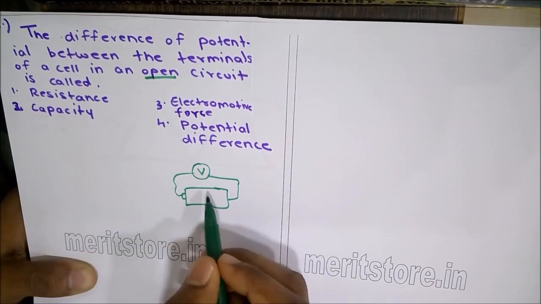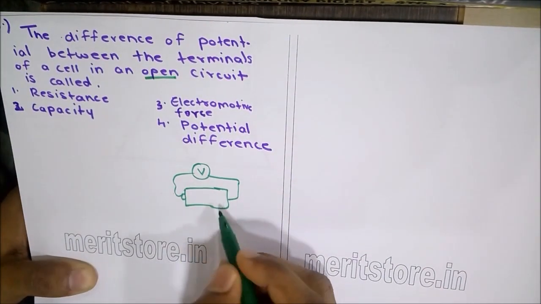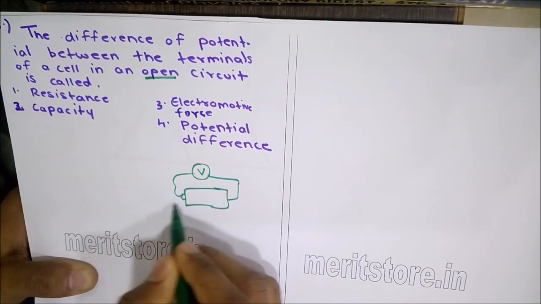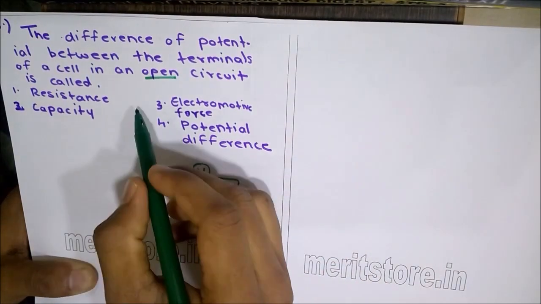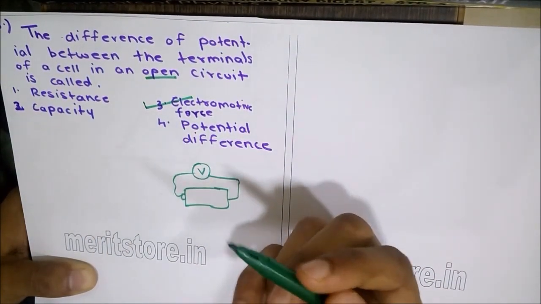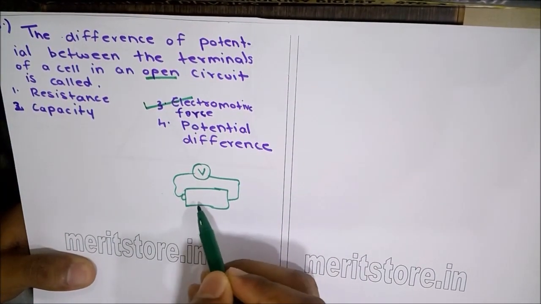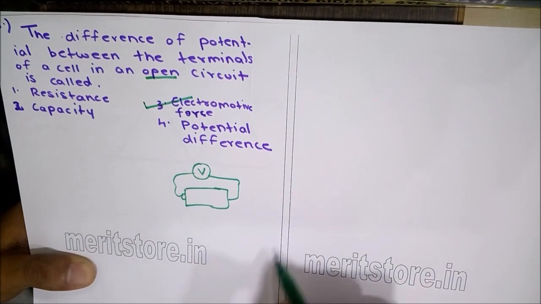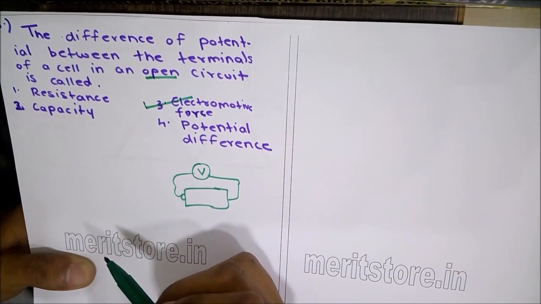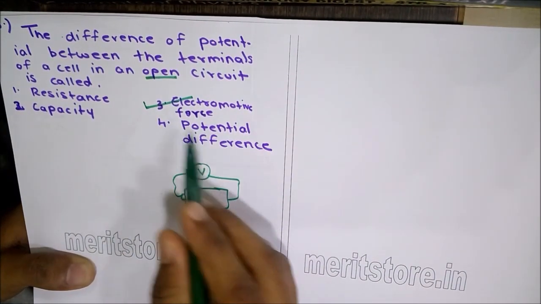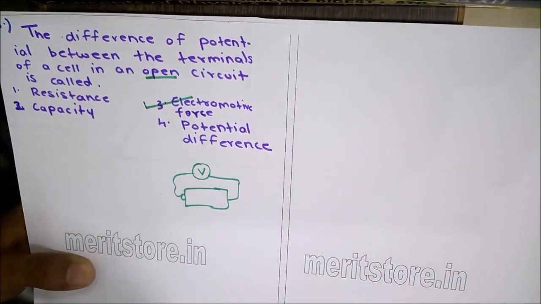So the potential difference between the terminals in an open circuit is nothing but the electromotive force, that is the total amount of energy which the battery can use to supply electrons around the entire circuit. And in an open circuit, this is known as the electromotive force. So option 3 is the correct answer.